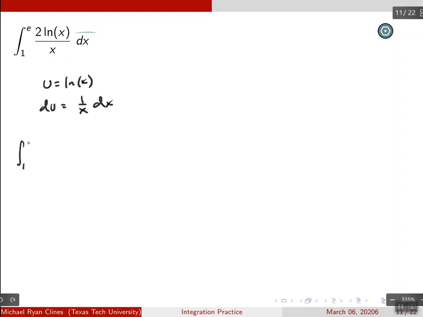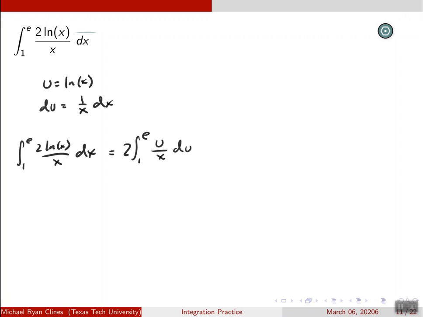So the integral from 1 to e of 2 natural log of x over x dx is equal to 2 times the integral from 1 to e of u over x dx, right? But we have a 1 over x right here times dx. Sorry, getting a little ahead of myself. 1 over x dx. But 1 over x dx is simply du. So this is equal to 2 times the integral of u du. Except we are missing our limits of integration.